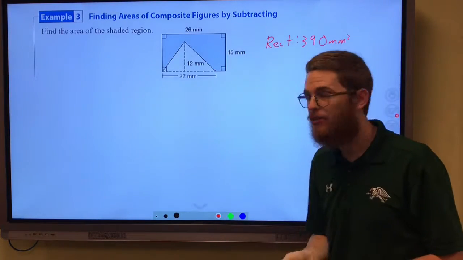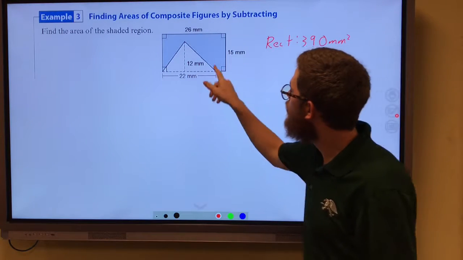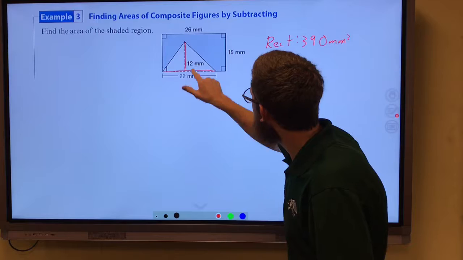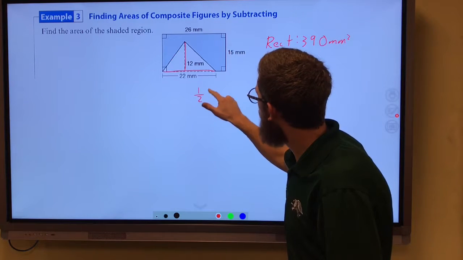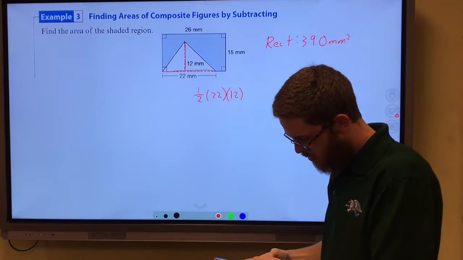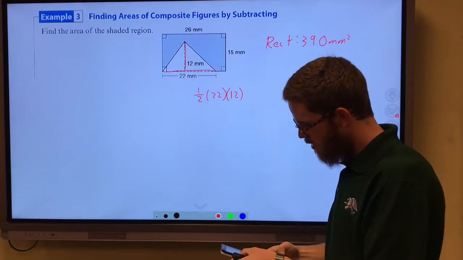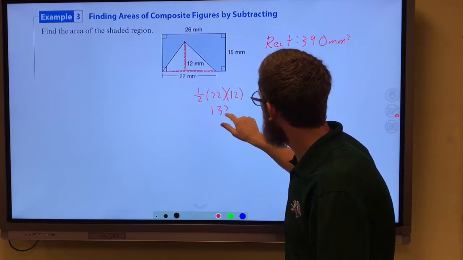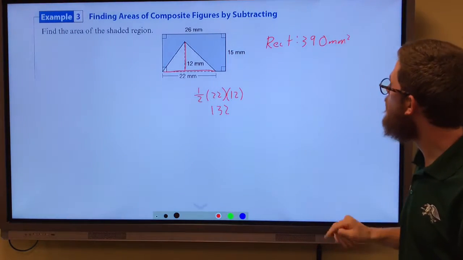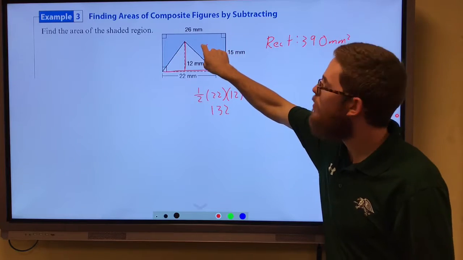this entire rectangle is 390 square millimeters. The area of this triangle right here, we're given the base, we also have the height, and of course that's going to be 1/2 the base times the height. And that comes out to be 132 square millimeters.